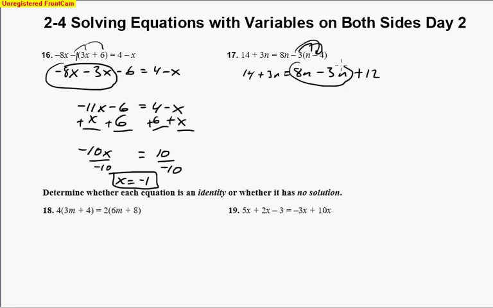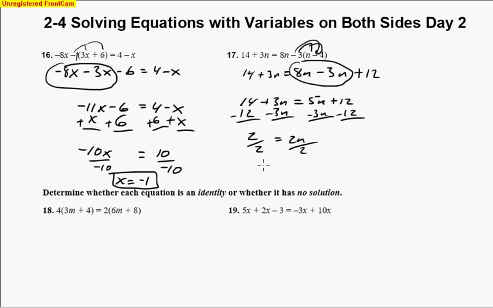So I'm going to combine some like terms. I've got 14 plus 3n equals 5n plus 12. And then I'll subtract the 3n from both sides. I'll subtract 12 from both sides as well. So I'm left with 2 equals 2n. Dividing by 2 gives me my answer of n equals 1.